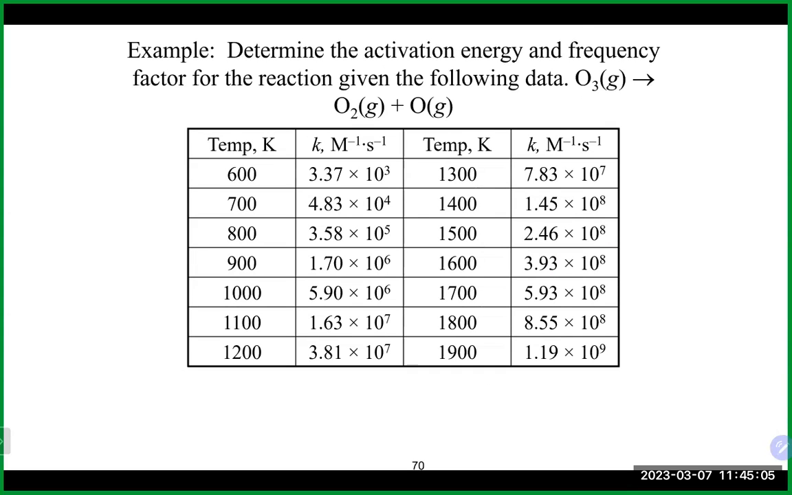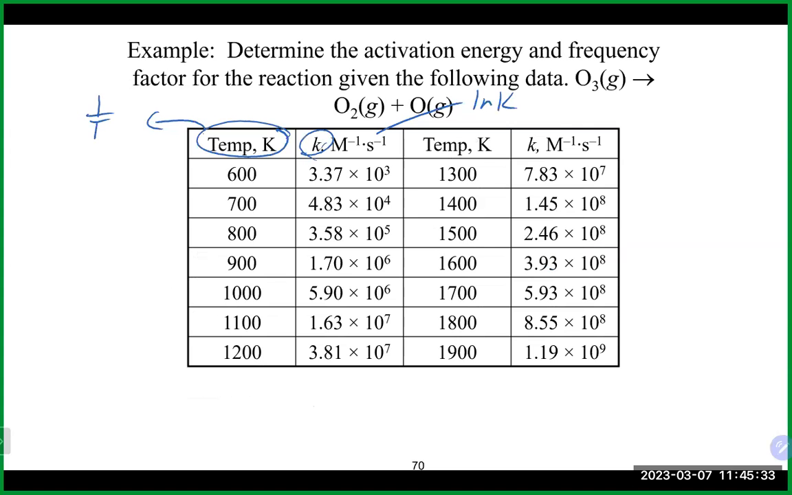So let's say we had some values like this in a table. And as I mentioned before in this chapter, you may have to make some graphs along the way to answer some homework problems. We do have the temperature, which is actually in Kelvin, which means we don't have to do that conversion. We do need to convert the temperature into 1 over the temperature value, and take the natural log of k for all of those values.